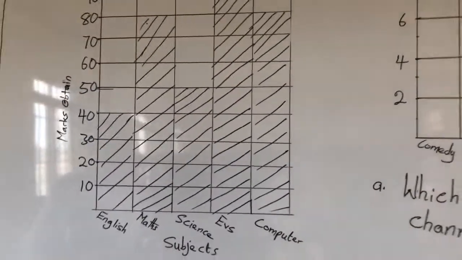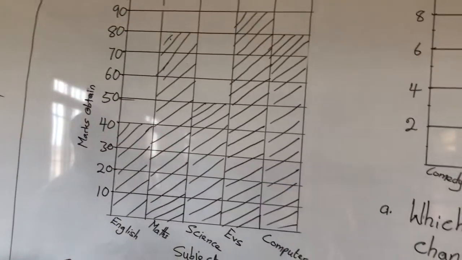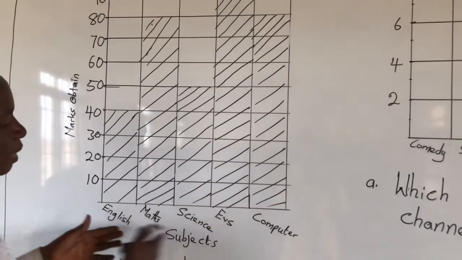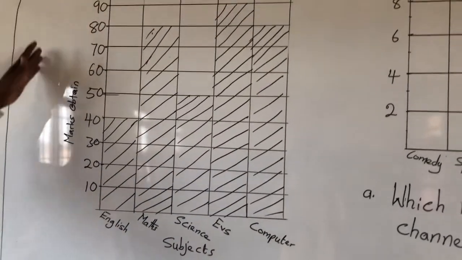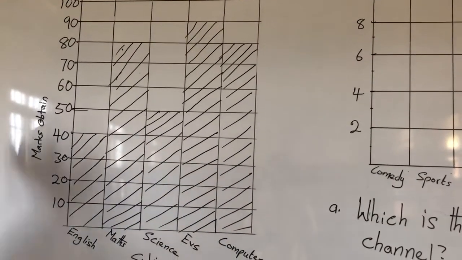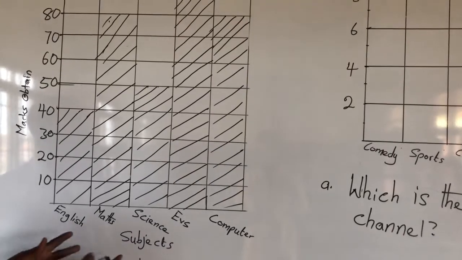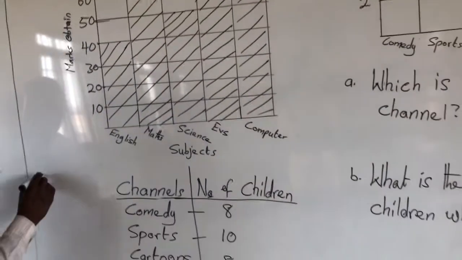All right. Wonderful. Before we continue, look at something. The subjects are written under the graph and the marks obtained are written beside it. On the vertical line here and on the horizontal line here, we have the subjects and marks obtained. Let's quickly look at example 2.